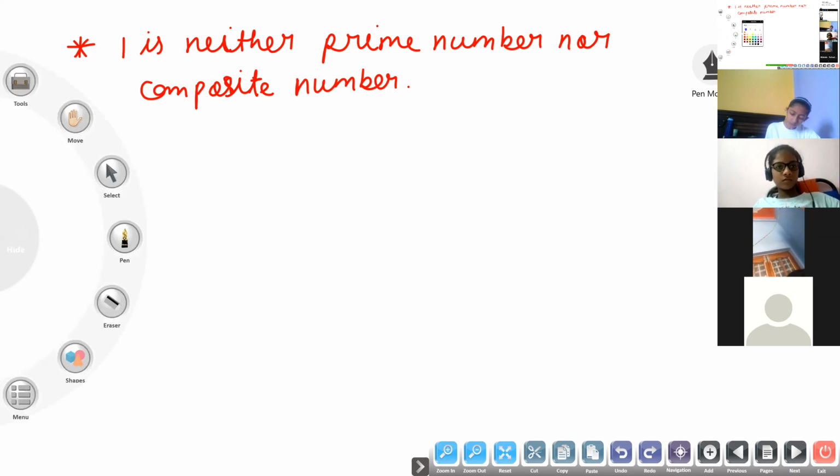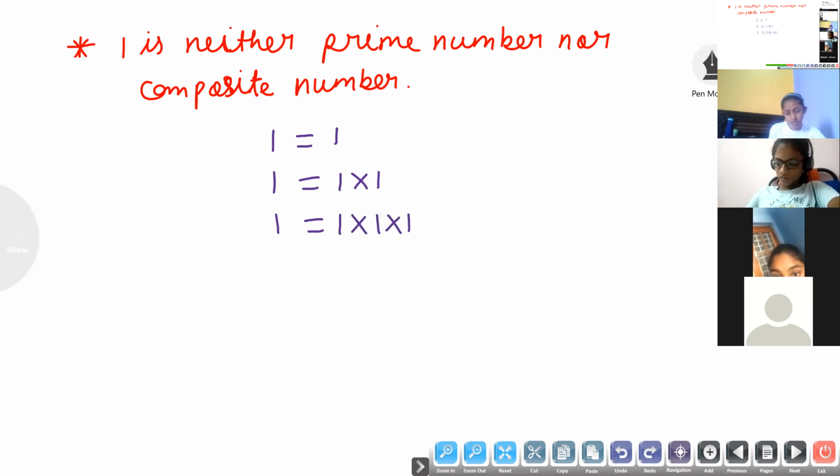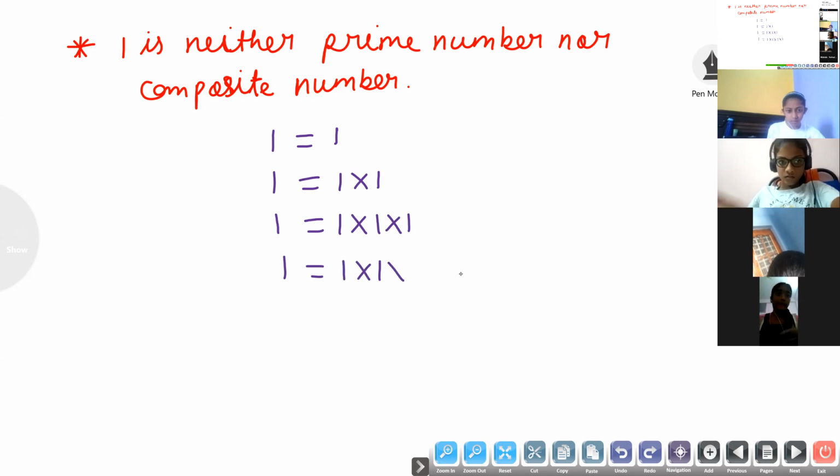Write down the explanation also. How we are saying 1 is neither prime number nor composite number. 1 is equal to 1. 1 is equal to 1 into 1. 1 is equal to 1 into 1 into 1. 1 is equal to 1 into 1 into n times. Answer will come what? 1.